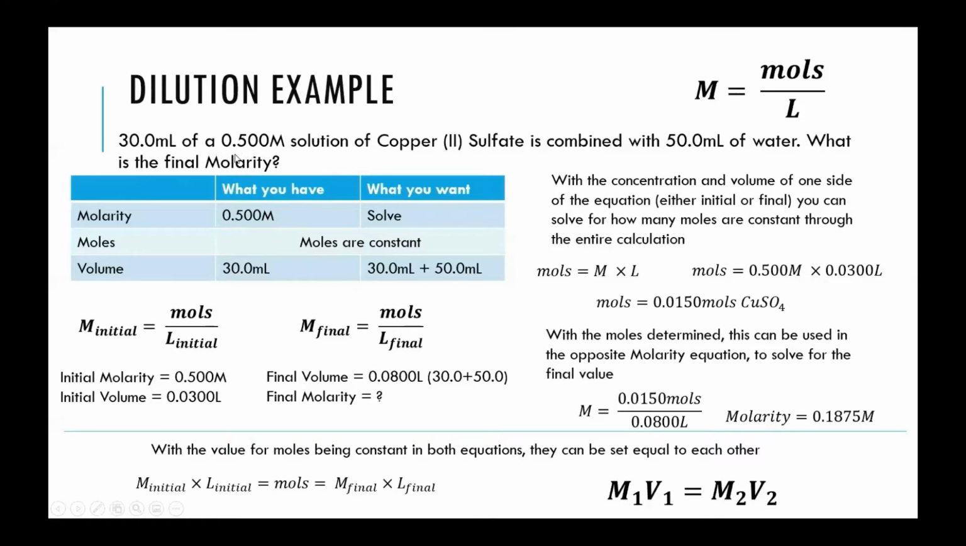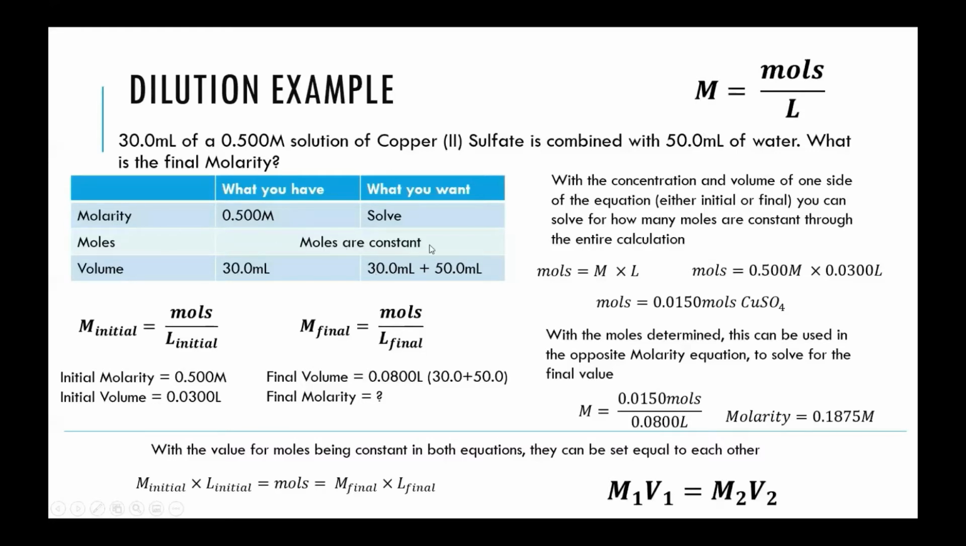A typical sample dilution would be something like this, where there's a 30 milliliter sample of a 0.500 molar solution of copper sulfate, and that's mixed with 50 milliliters of water. So what is the final molarity? First you have a concentration of 0.5 molar, and you have 30 milliliters of it. Afterwards, at the very end, you have a total volume of that 30 milliliters plus the 50 milliliters of water, for a final total volume of 80 milliliters.